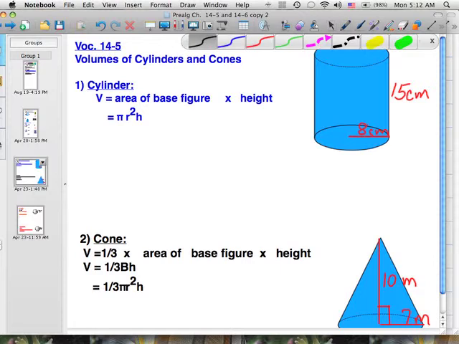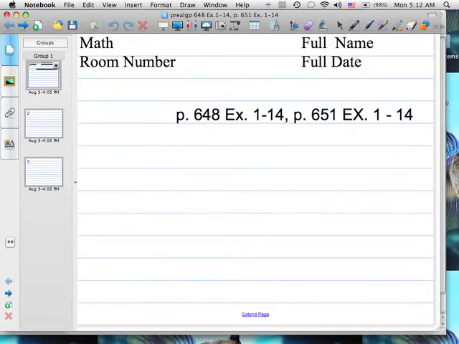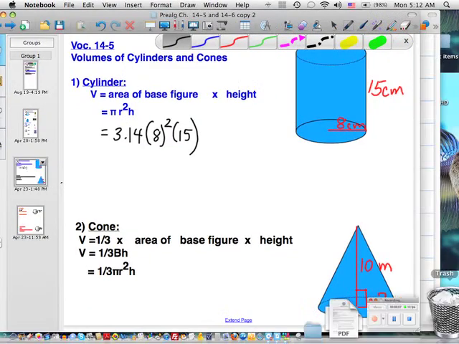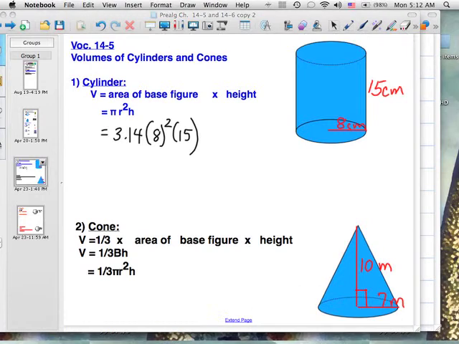stack inside. So in this case, pi is going to be 3.14 since neither 15 nor 8 are divisible by 7. The radius is 8. And remember, we square that first before anything else, and then times it by the height, 15. So if you do this on a calculator, make sure you do it in this order.